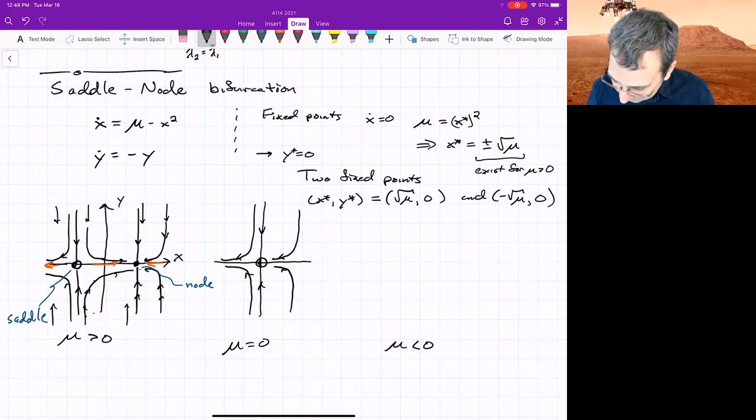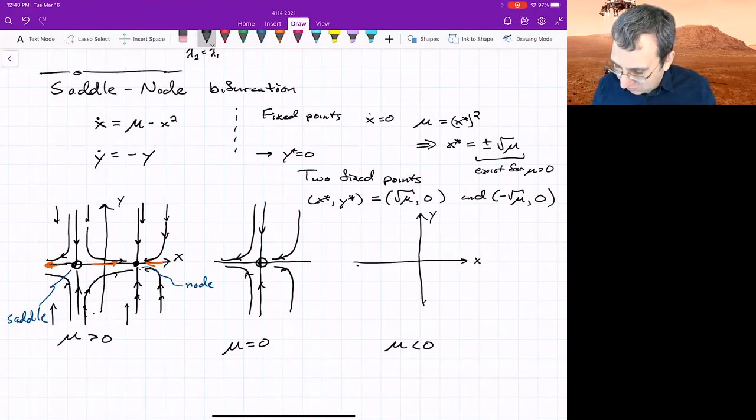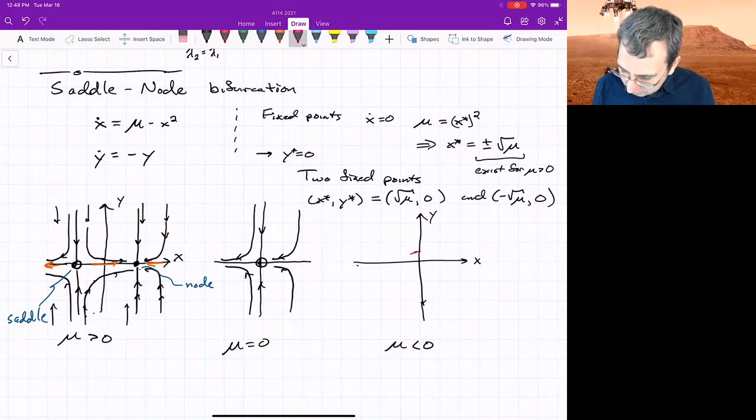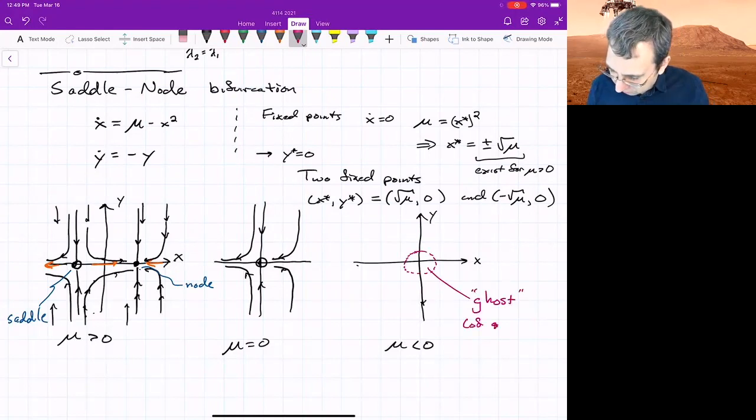So what do we have if we were to plot again x and y? We don't have any more fixed points. There's no fixed points. There will be this region where the fixed point was. So think of mu less than 0, but very small. We'll have a region around here that we'll call a ghost. It's sort of the ghost of merged fixed points.